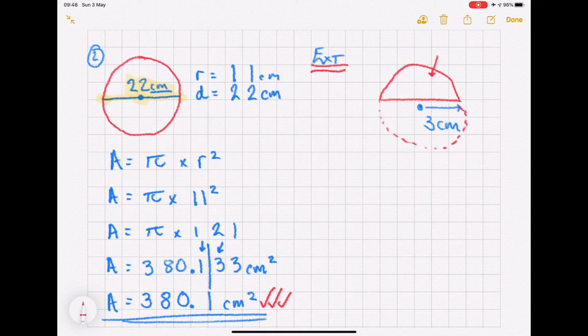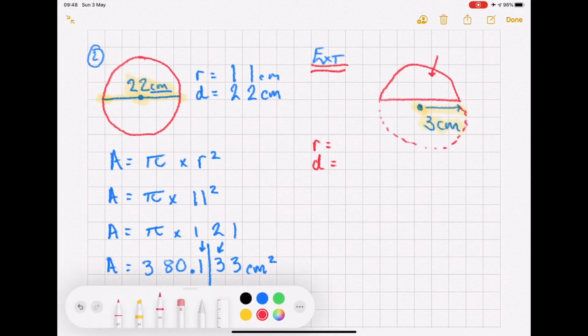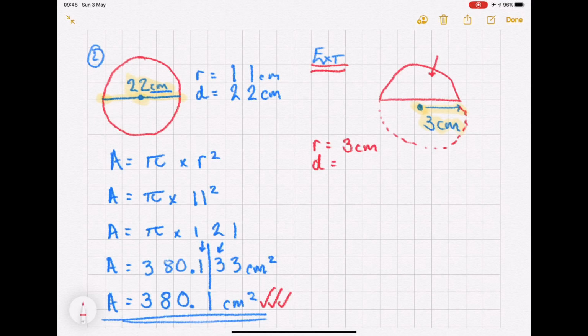It's a circle question. So the first thing we do is radius and diameter. What have we been given? Well, we've been given the length from the centre to the outside edge. Therefore, we've been given the radius. So our radius is 3 centimetres. Our diameter is 6 centimetres. Okay? So now let's work out the area.